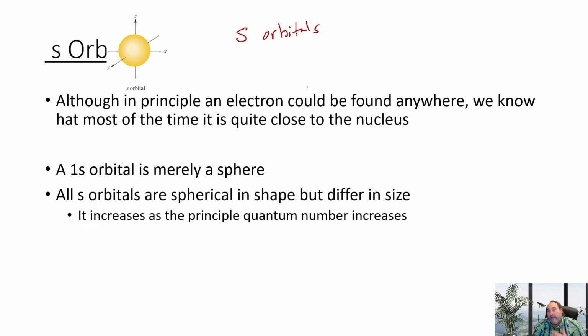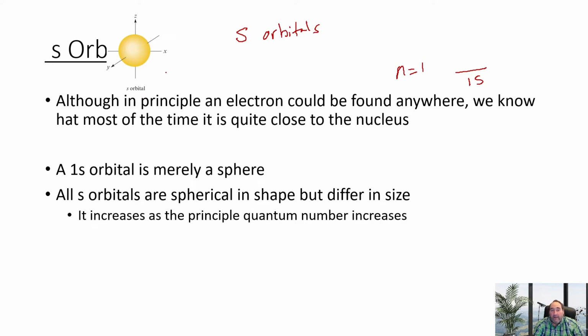When we go to the first energy level, which is at n equals 1, that's the lowest state of energy, the only thing that we will find there is an S orbital, which is referred to as a 1s orbital. 1 meaning that it's on the first energy level, S meaning the type of orbital it is.